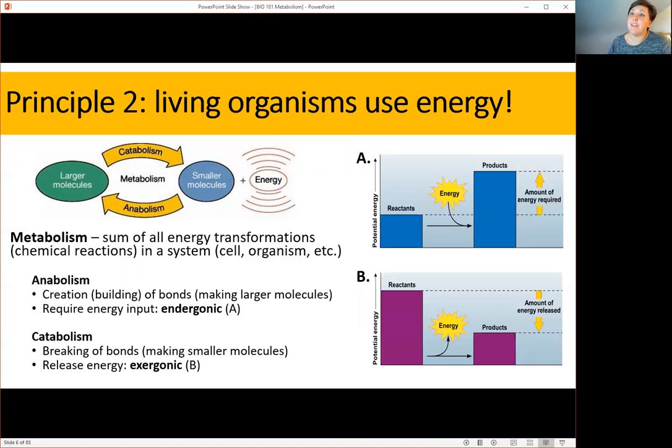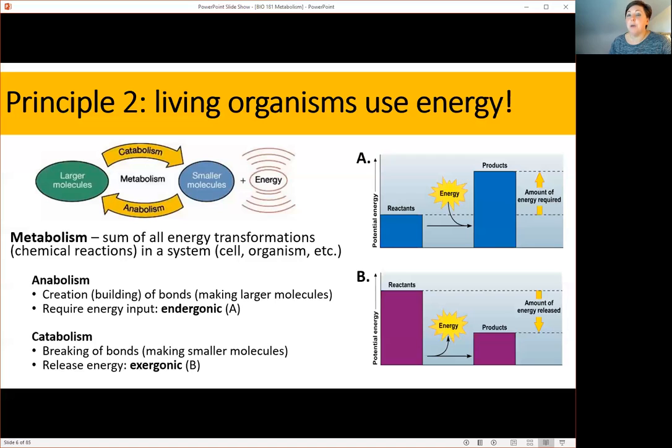On the flip side, we have catabolic reactions. These reactions involve breaking bonds in larger molecules, resulting in smaller molecules. When bonds are broken, energy is released. This essentially means that electrons that were stored in a chemical bond are now free to form bonds with other molecules, so they've been released. When bonds are broken and energy is released, this is a transformation of potential to kinetic energy. Recall that these reactions also generate heat. When energy is released during a reaction, the reaction is said to be exergonic.